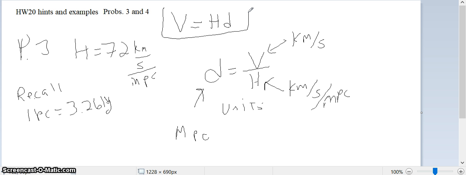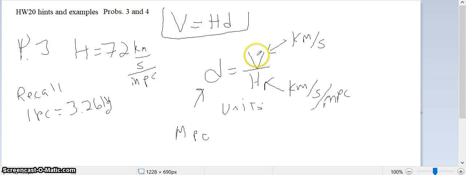And the Hubble constant, when we deal with problem 3, we're going to use as 72 kilometers per second per megaparsec. Recall also that 1 parsec is equal to 3.26 light years. That's a really important conversion to remember. So we take this equation that Hubble discovered back in the 1920s, and we rearrange the equation and we solve for the distance to some galaxy.